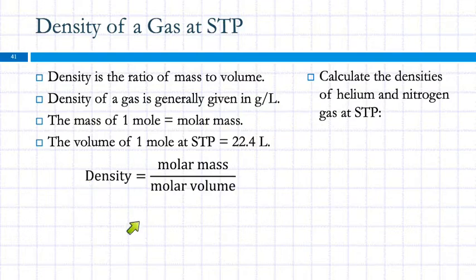So one way to find the density of a gas at STP is you can take its molar mass and divide by its molar volume. That works just fine, provided you remember the equation. I prefer to stick with just a few equations and create what I need. So I'm going to do it without using this. So calculate the densities of helium and nitrogen gas at STP.